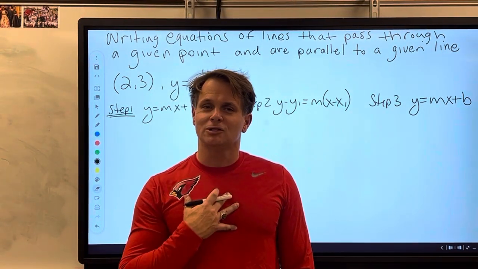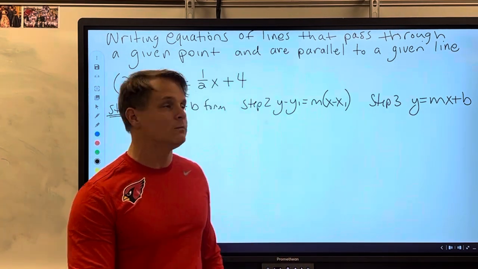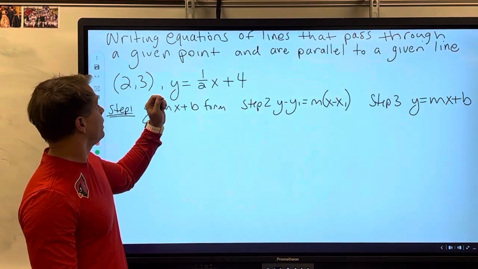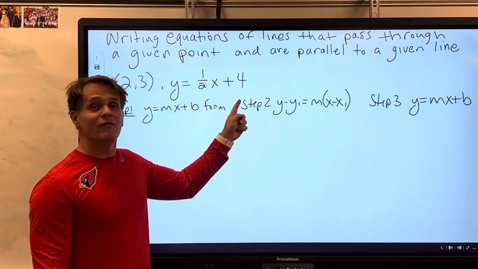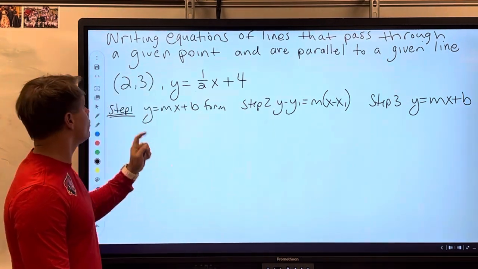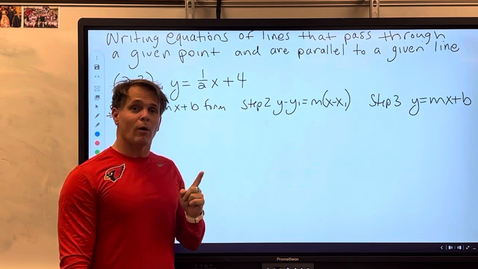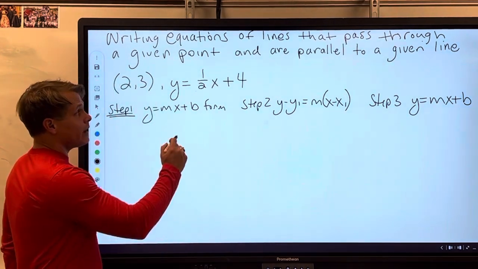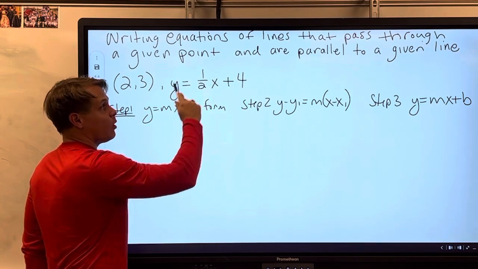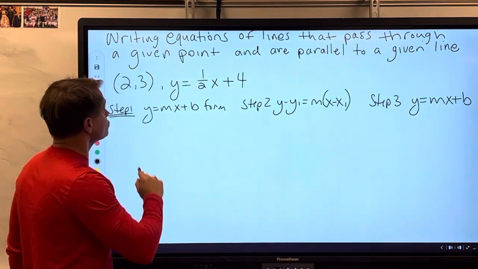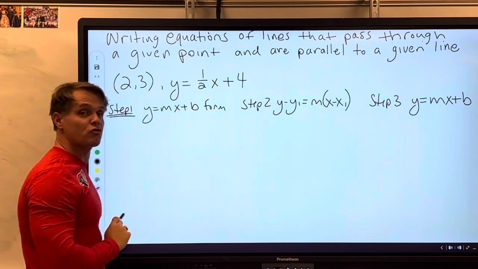I'm Mr. Naylor, and today we're going to talk about how to write an equation of a line that is parallel to a given line, but it has to go through a given point. So what do I mean by that? We're going to write an equation of a line that's parallel to this one, but our new line is also going to go through the point 2, 3.